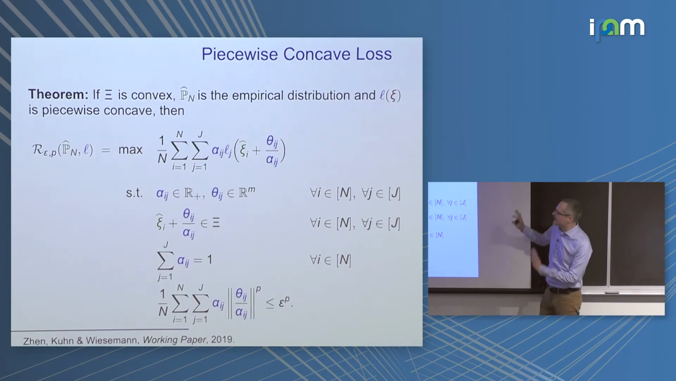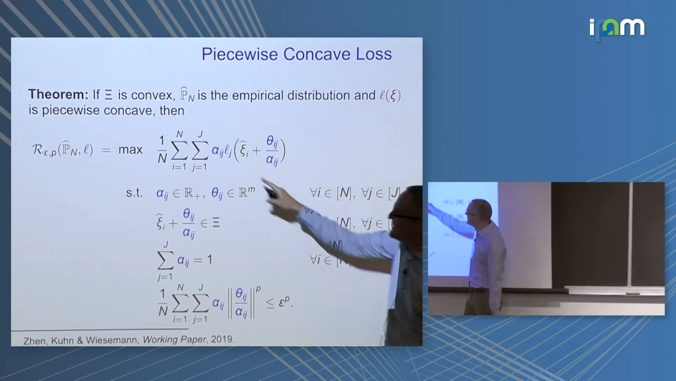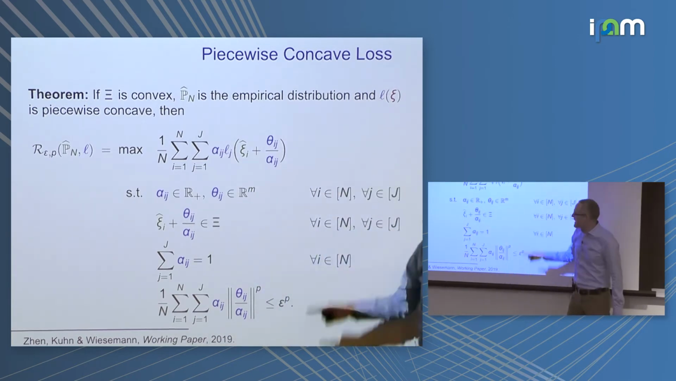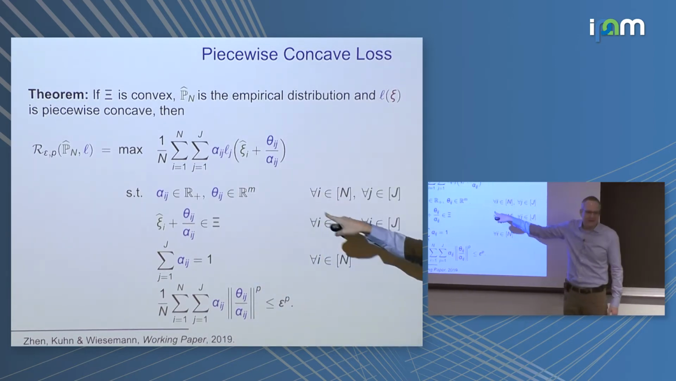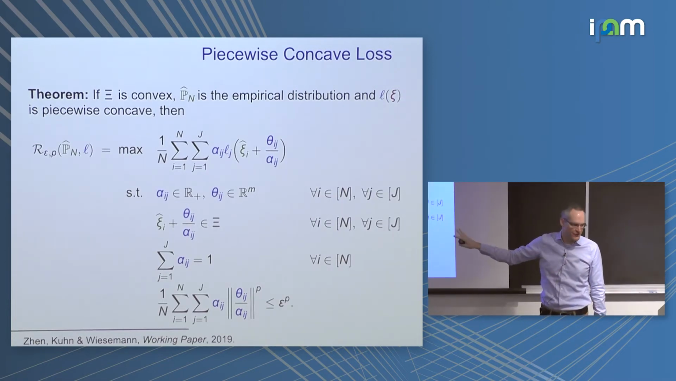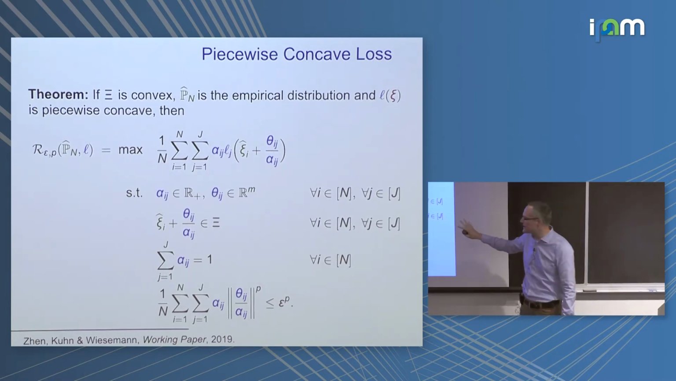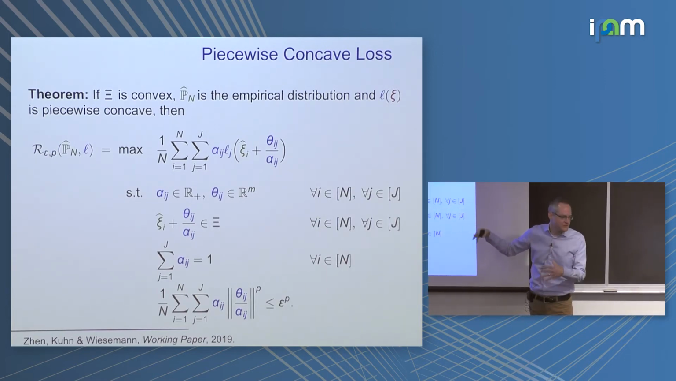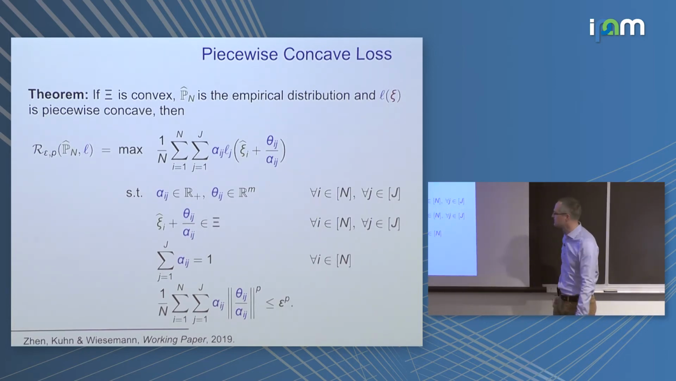And I would like to point out that in the special case when our loss function is concave, so there's only one piece, the capital J is 1, then this exact reformulation reduces exactly to the robust lower bound that I showed you first. So this shows that the robust lower bound is actually exact when we have a loss function that is concave in the uncertainty.